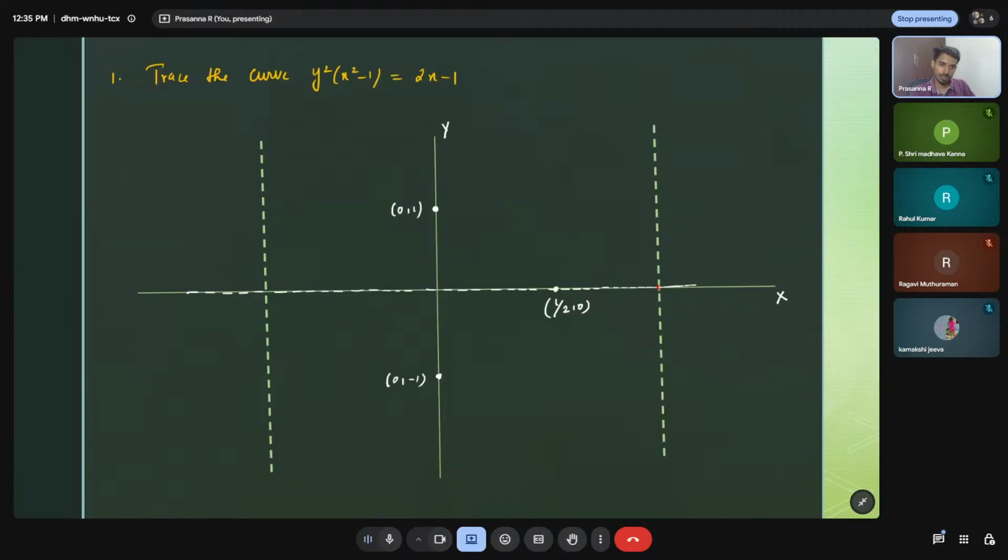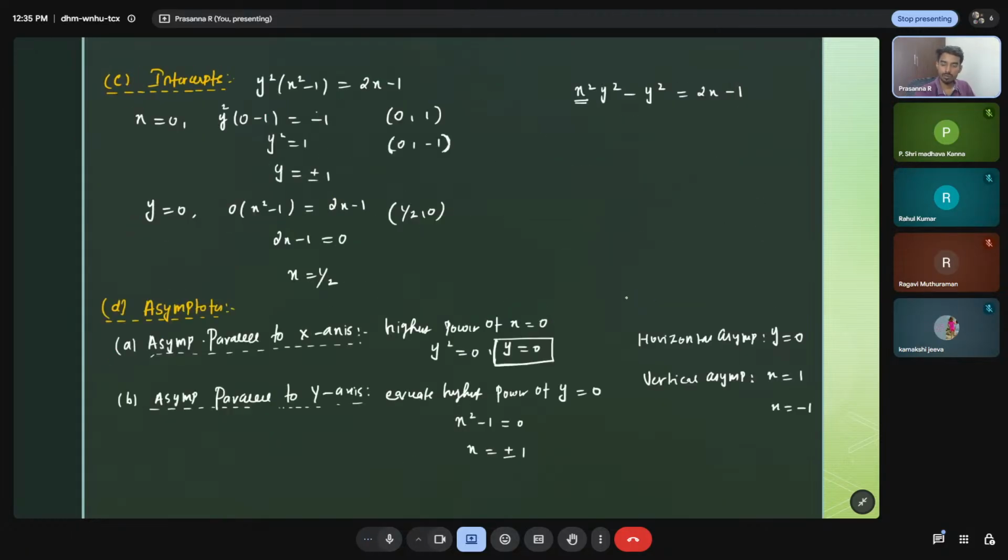This is x is equal to 1 and this is x is equal to minus 1, right? This is the origin. It's not passing through the origin. The curve is touching these 3 points, and it has these two asymptotes, right? So we finished 4. Now we will check domain analysis, right?